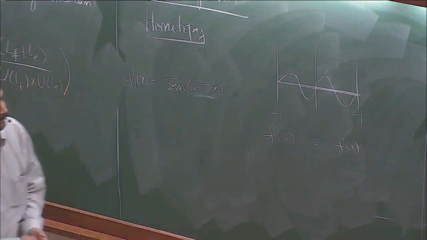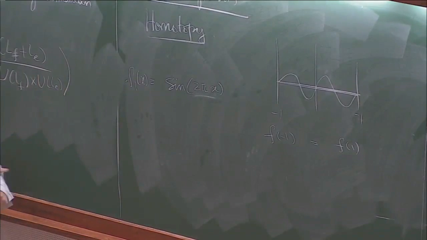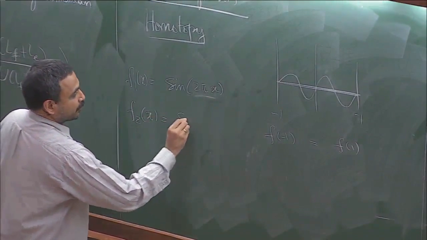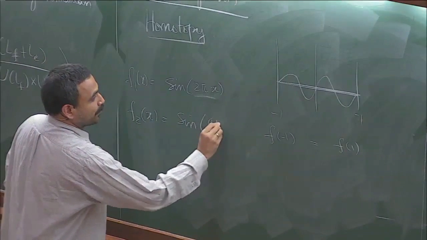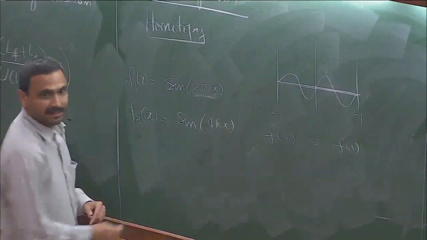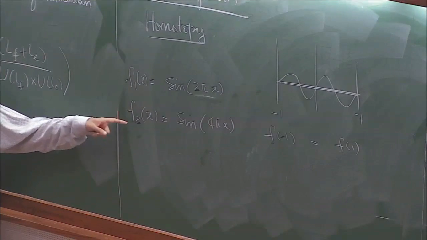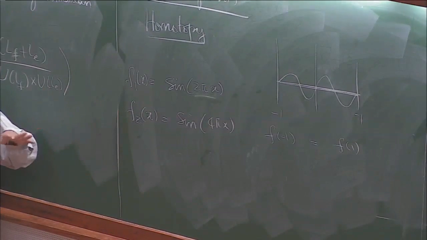Okay. All right. So okay. So this is good. Now I give you another function, right? Which is f is equal to sine, let's just say 4 pi x, right? And you can see that this is some other function, right? Which is periodic. So I claim that these two functions are homotopically equivalent.